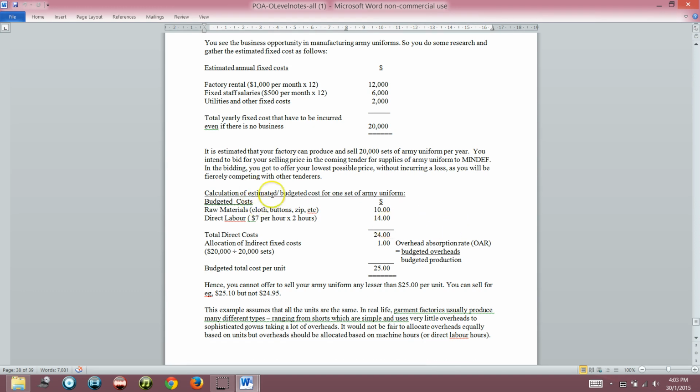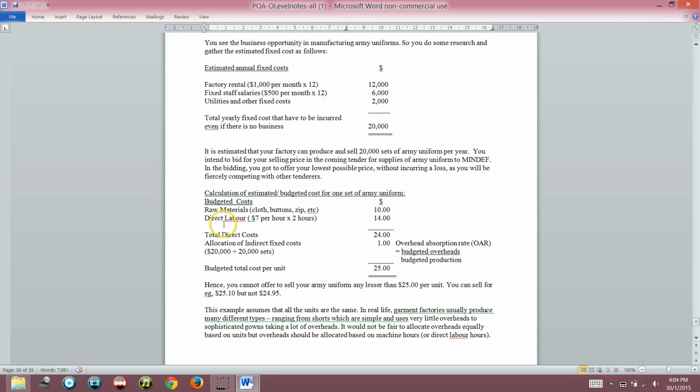Okay, so now I have come up with some estimates. For one army uniform, I estimate that my raw material, mainly my cloth, button, zip, for the army uniform is $10 per set of army uniform. Direct labor, I can manage it in such a way that it's my variable cost, because you see this 20,000 is my fixed cost. Raw material is actually a variable cost, because if there's no business or there's less business, I will buy less cloth. If there's no business, then I don't buy. I will only order when there is business.